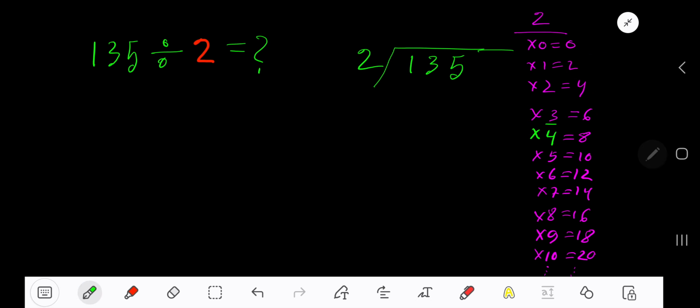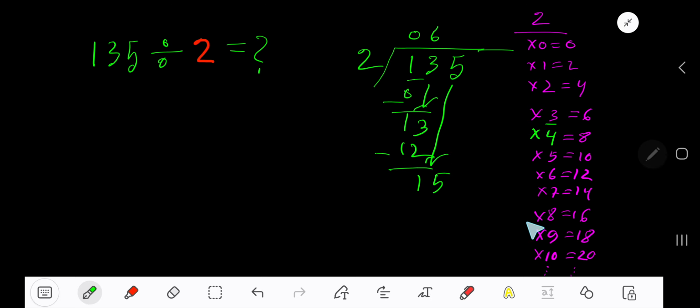This process will continue. 2 goes into 1 how many times? 0 times, as 1 is less than 2. 0 times 2, 0. Subtract 1, bring down the next digit. 2 goes into 13 how many times? 7 times 2 is 14, which is greater, so 6 times 2, 12. Subtract 1, bring down the next digit.